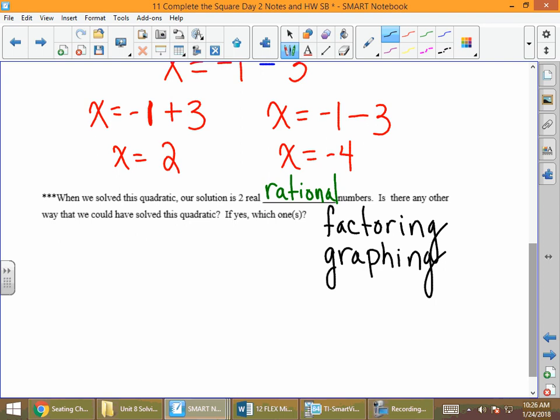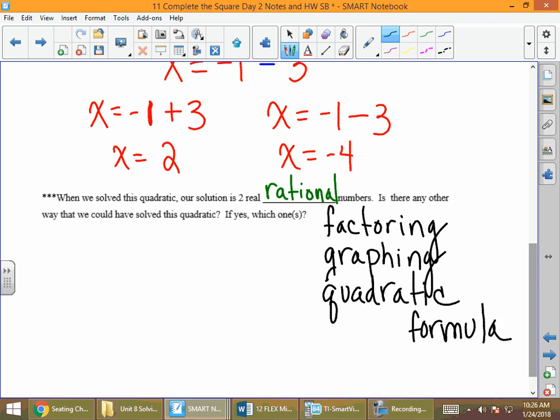And our third method that we explored was solving by quadratic formula. Can we solve this by quadratic formula? This is, and let me write it correctly, this is a nice quadratic because we can use any of our methods on this particular problem. Factoring, quadratic formula, graphing, and our new method, completing the square, as well.